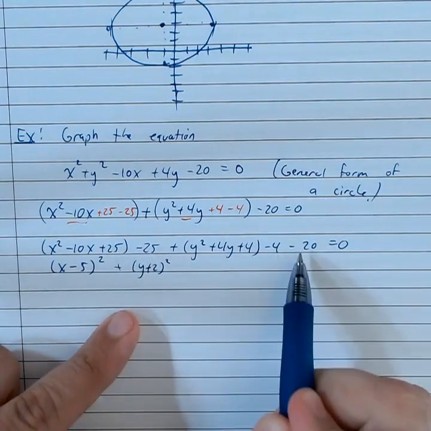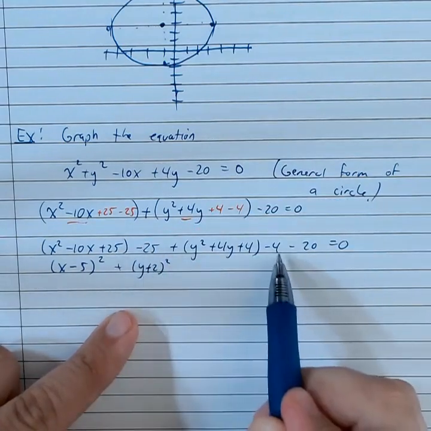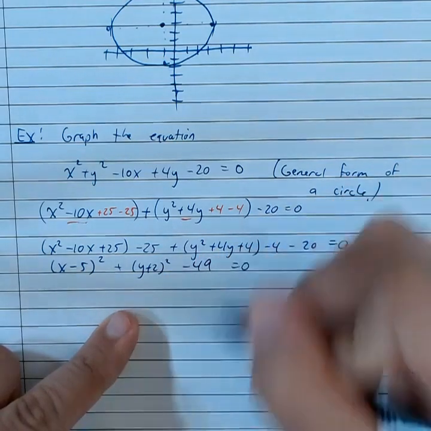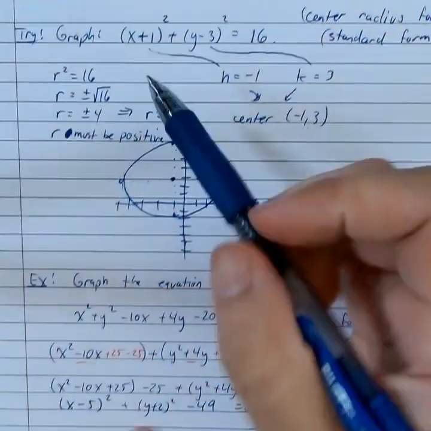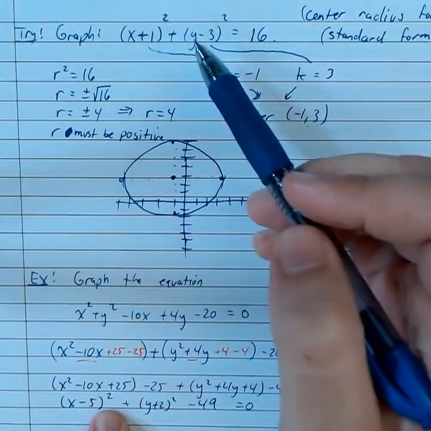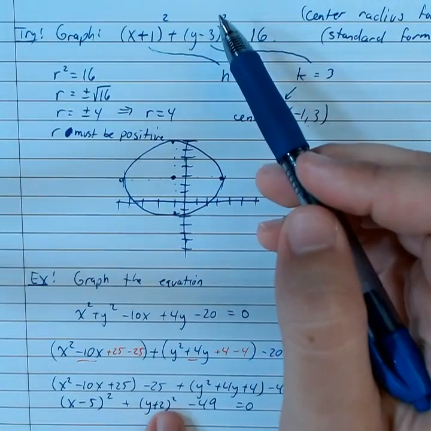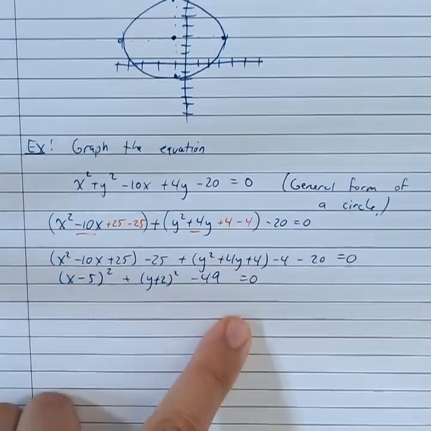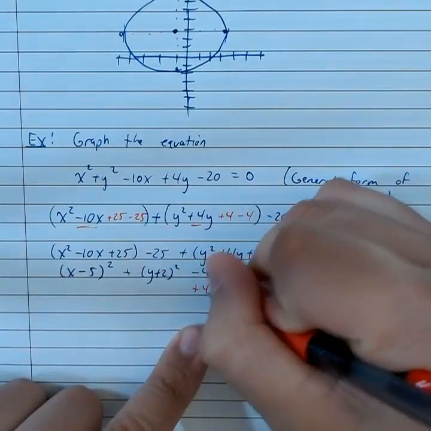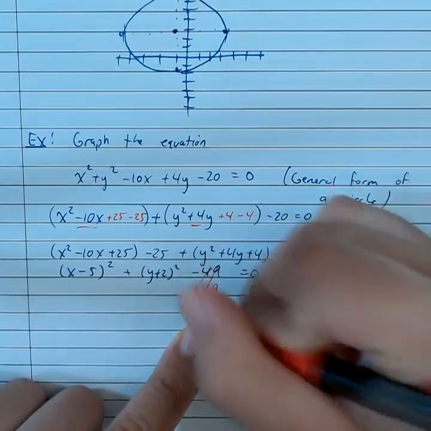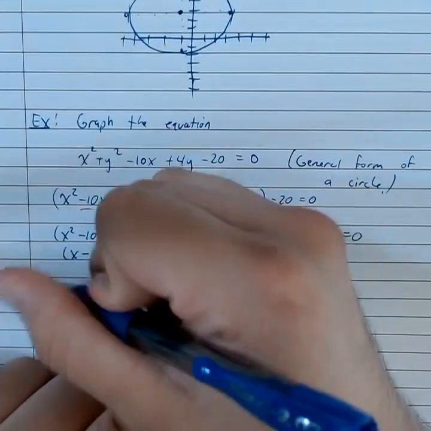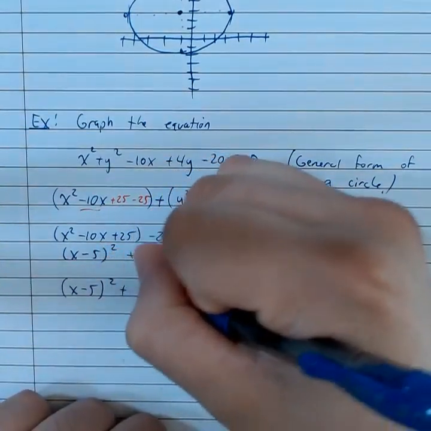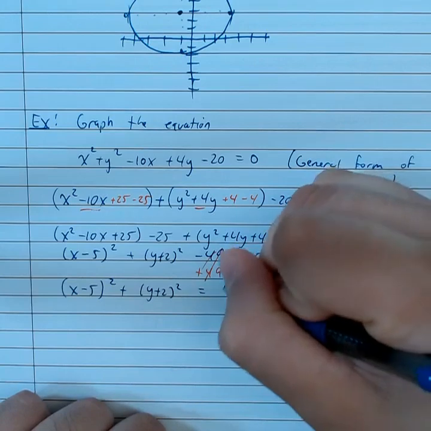And notice these numbers are just regular numbers. Negative 25 minus 4 is negative 29. Negative 29 minus another 20 is negative 49. And now this looks almost exactly like what we want. We have something that involves an x being squared plus something that involves a y being squared equals a number. Oh, well, that number's in the way. Okay, let's just move it over to the other side. So let's go ahead and add 49 to this side. Let's add 49 to that side. And now we have our equation written in the standard form, in the center-radius form. So x minus 5 squared plus y plus 2 squared is equal to 49.